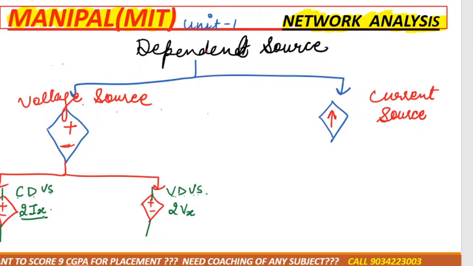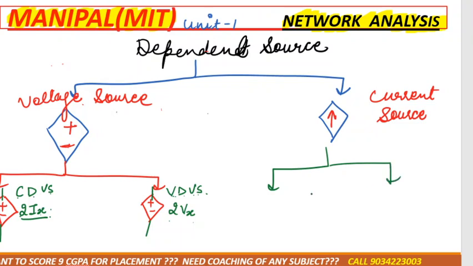So 2 into I of x means its value is depending on current. In 2 into I of x, 2 is a constant, 2 can be changed, the value of 2 can be anything, like 2, 3, 4, anything can be there. It's just a constant. So that is depending on current and voltage, right? Okay.